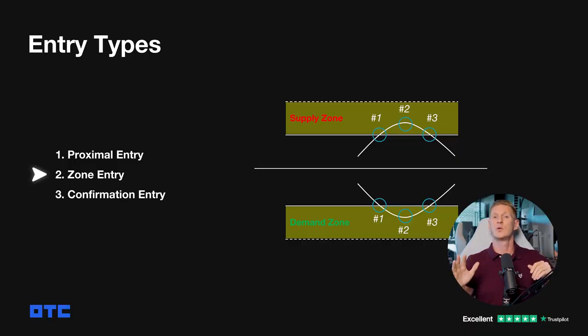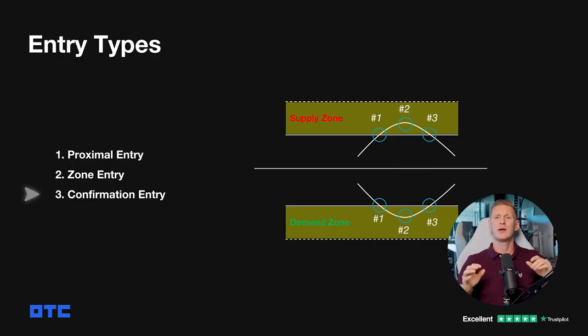placed strategically. The second method is a zone entry. Instead of entering immediately at the proximal line, you place your order somewhere inside the zone, closer to its midpoint. This balances entry precision while reducing risk, as it allows for some price fluctuation within the zone before execution.